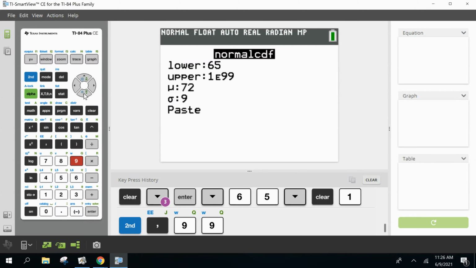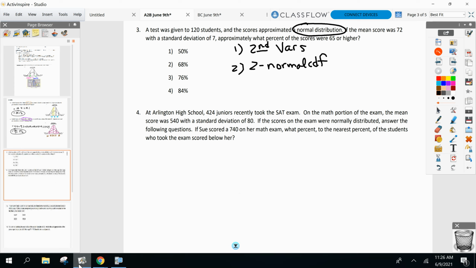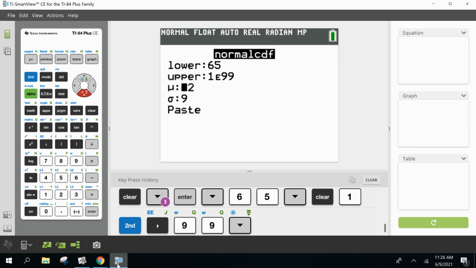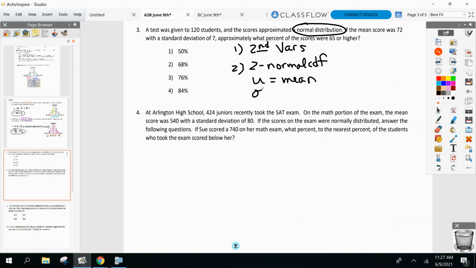All right, next, what does this little mu mean? That's the mean of the problem. So that's 72 for us. 72. And then we have seen this little symbol before. This little sigma. That's your standard deviation.